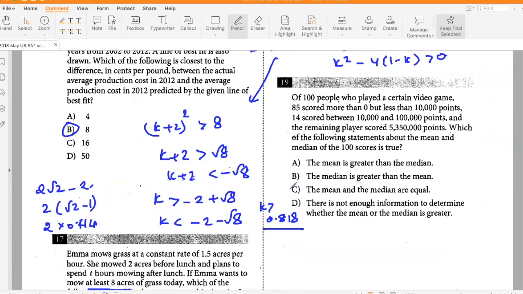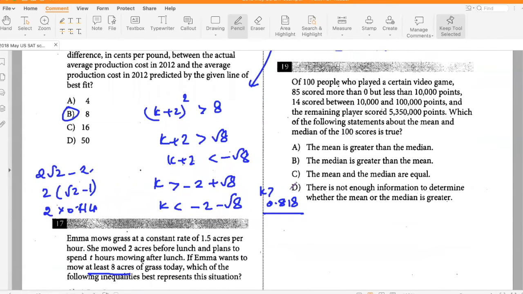Of 100 people who played a certain video game, 85 scored more than 0 but less than 10,000 points, 14 scored between 10,000 and 100,000, and the remaining player scored 5,350,000 points. Which is true about the mean and median of the 100 scores?